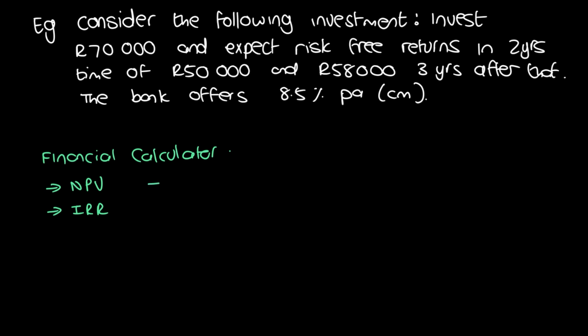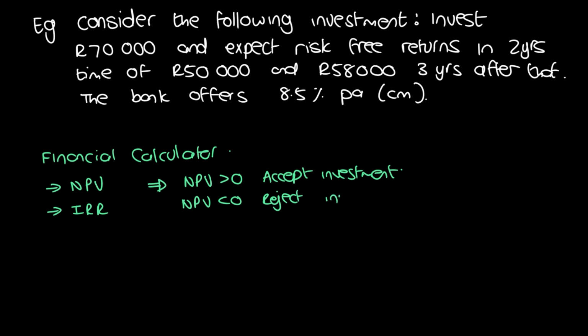Just a quick reminder about how we interpret the NPV and the IRR. For the NPV, if it is greater than 0, we accept the investment. Why? Because it's telling us that we would have to put more money into the bank to get the exact same return as the investment. So if we have to put more money into the bank to get the exact same return, we would prefer to invest in the investment. And if the NPV is less than 0, we reject the investment for the exact same reasons as we discussed about the accepting.